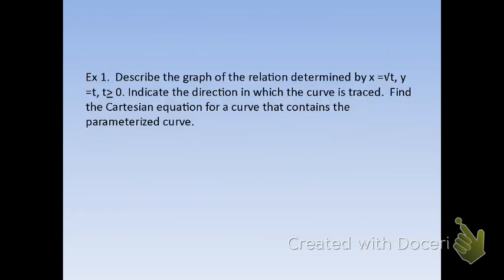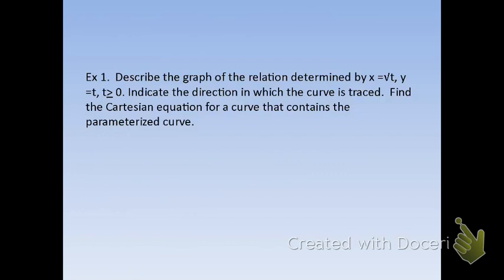So here we are on example 1. Okay, so describe the graph of the relation determined by x equals the square root of t and y equals t, where t is greater than or equal to 0. Indicate the direction in which the curve is traced. Find the Cartesian equation for the curve that contains the parameterized curve.